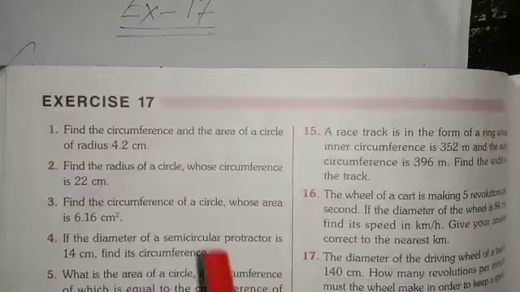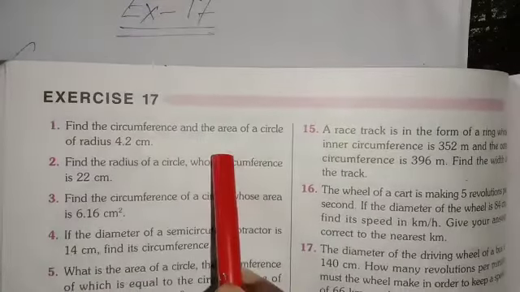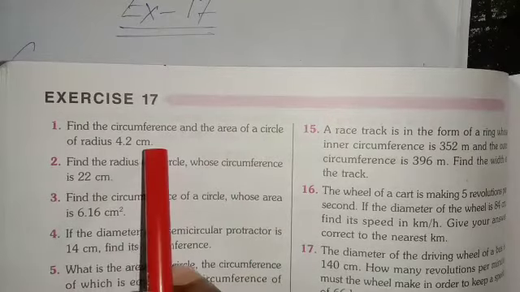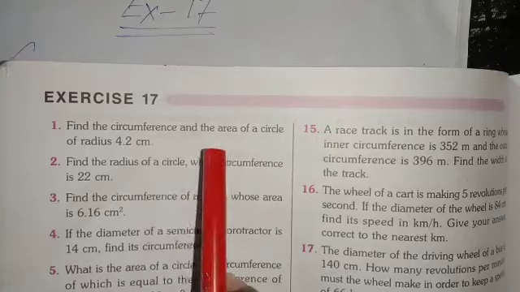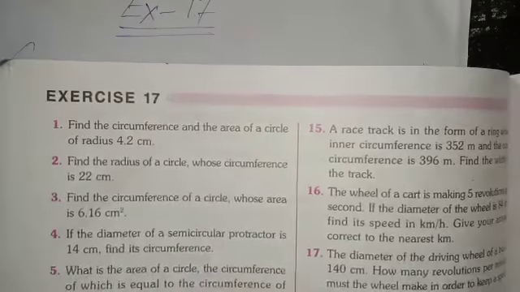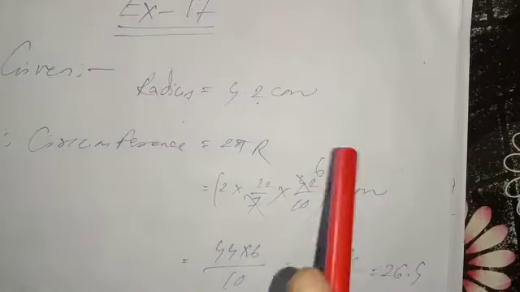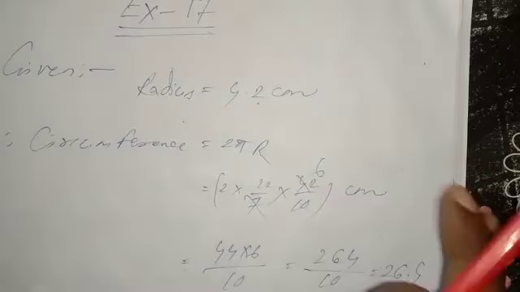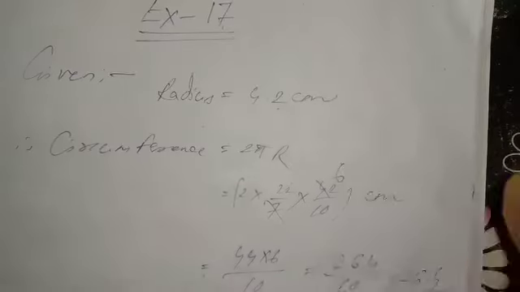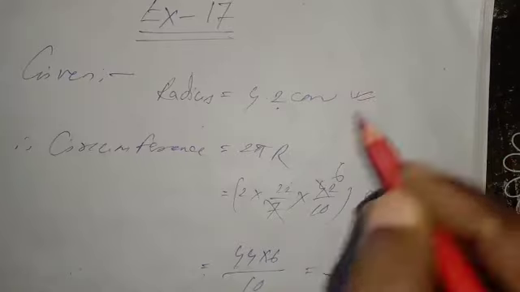Find the circumference and the area of a circle of radius 4.2. You have to find out circumference as well as area of the circle, whose radius is given as 4.2 centimeter. First write what is given. In this question it is given that radius is equal to 4.2 centimeter.